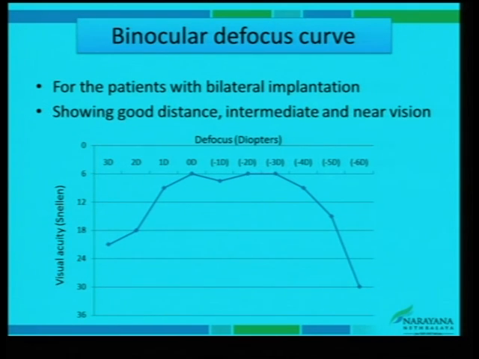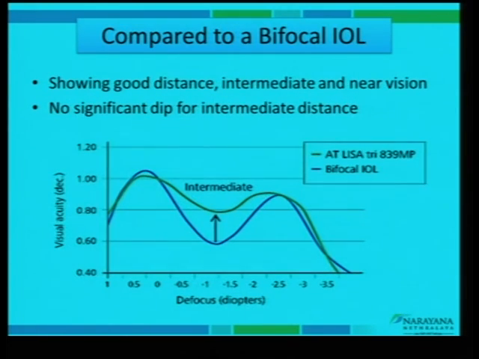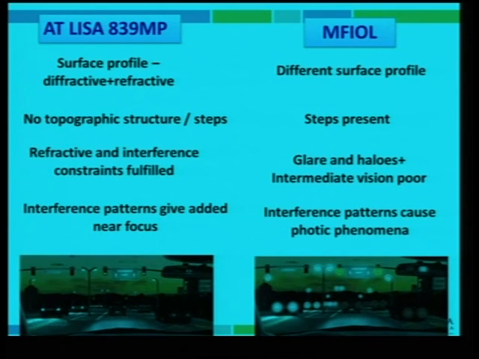So the binocular defocus curve in these patients does not show a significant dip in the center. Plano and with minus, the add kicks in, but the dip, which is common with the typical multifocals, is not seen, and the intermediate is much closer to 0. So this is associated with reduction in glare, halos and photic phenomenon, and some improvement in the intermediate vision.